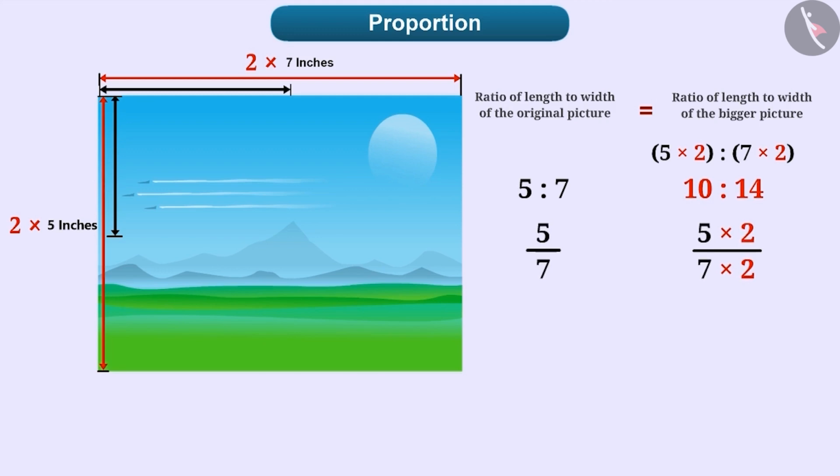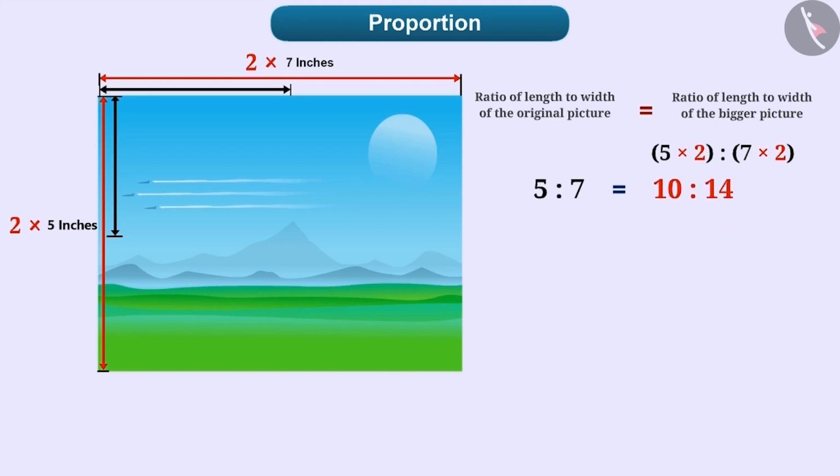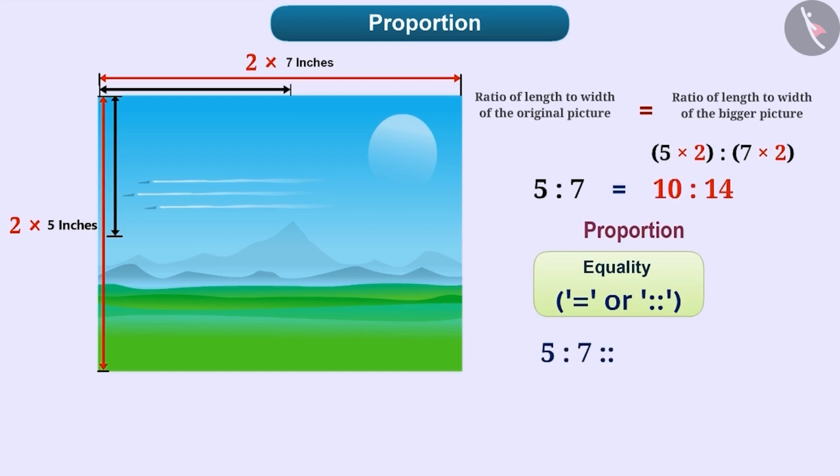Since the numerator and denominator of 5:7 are multiplied by the same number, we can say that 5:7 and 10:14 are equal ratios. If two ratios are equal, then we can say they are in proportion. We use these symbols to denote equality in proportion. Therefore, we can write 5:7 is equal to 10:14 or 5:7 is proportionate to 10:14.